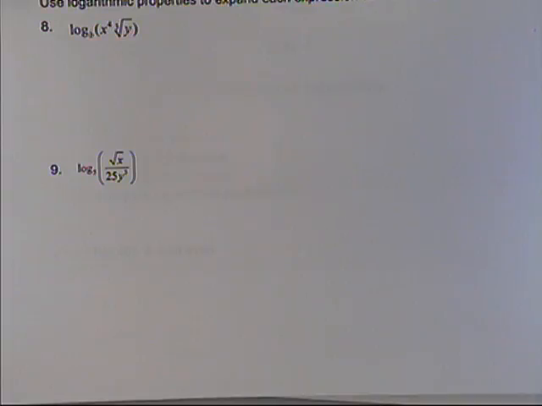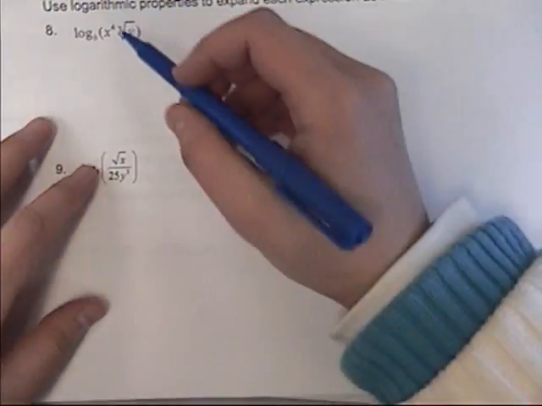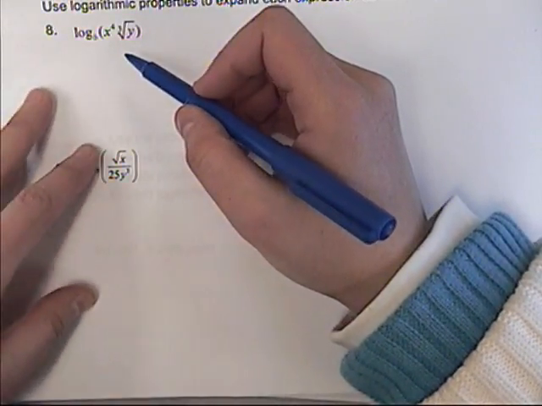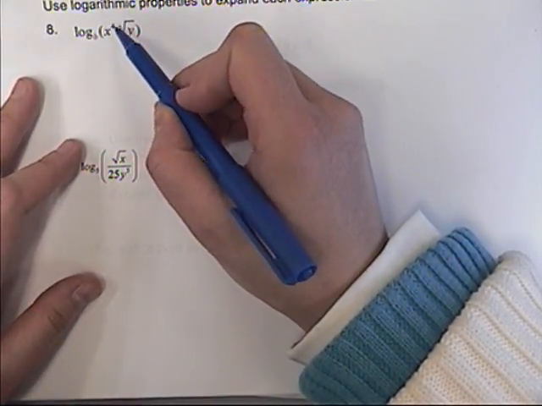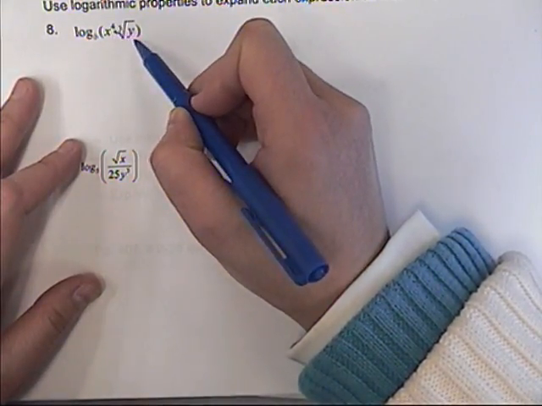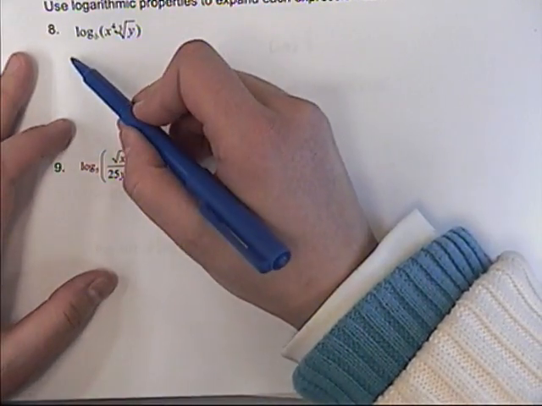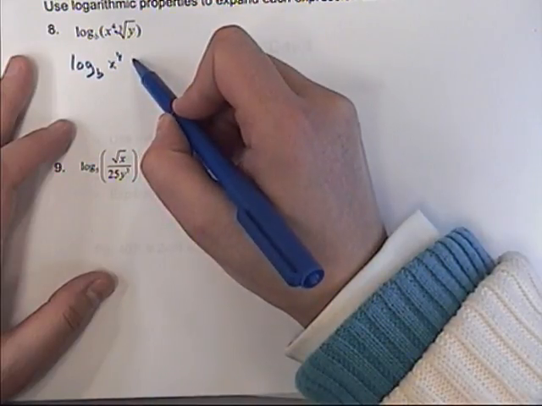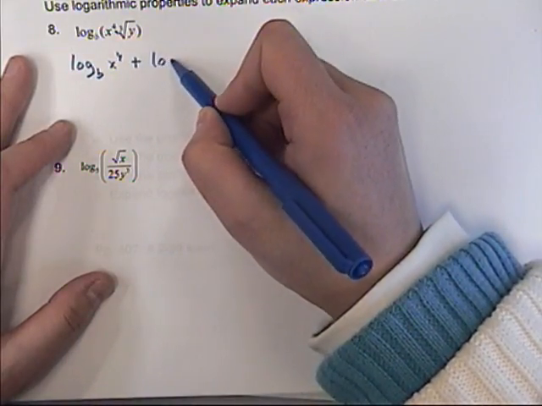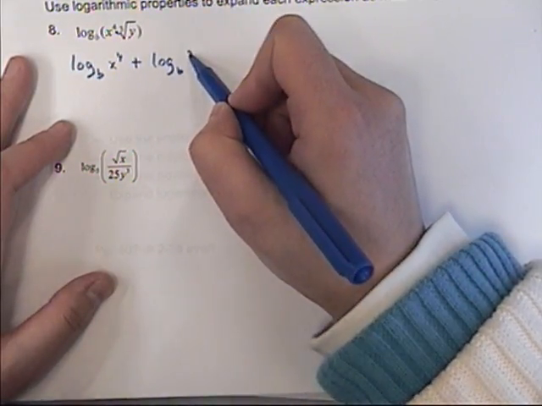Okay, so log base b of x to the 4th times the cube root of y. All right, so the first thing I'm going to do is notice that these two are multiplied together. This is x to the 4th times the cube root of y. So I can apply the product rule. Log base b of x to the 4th plus log base b of the cube root of y.